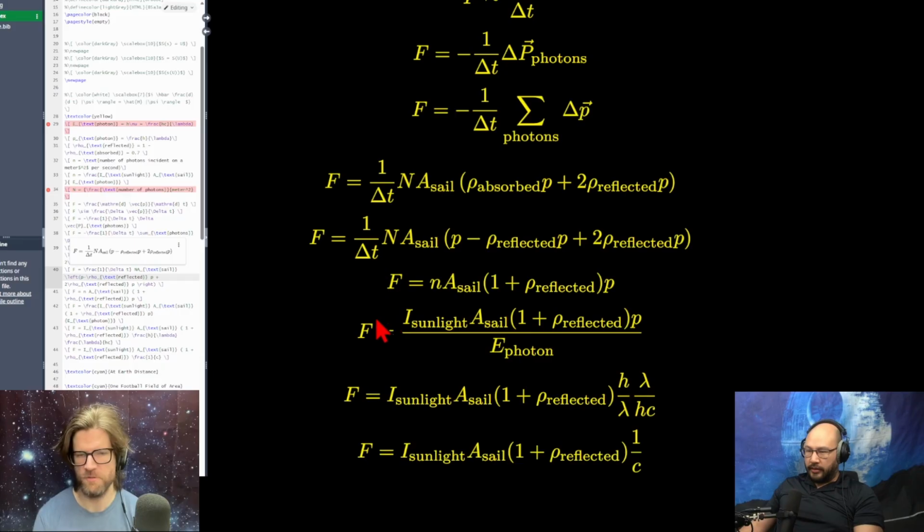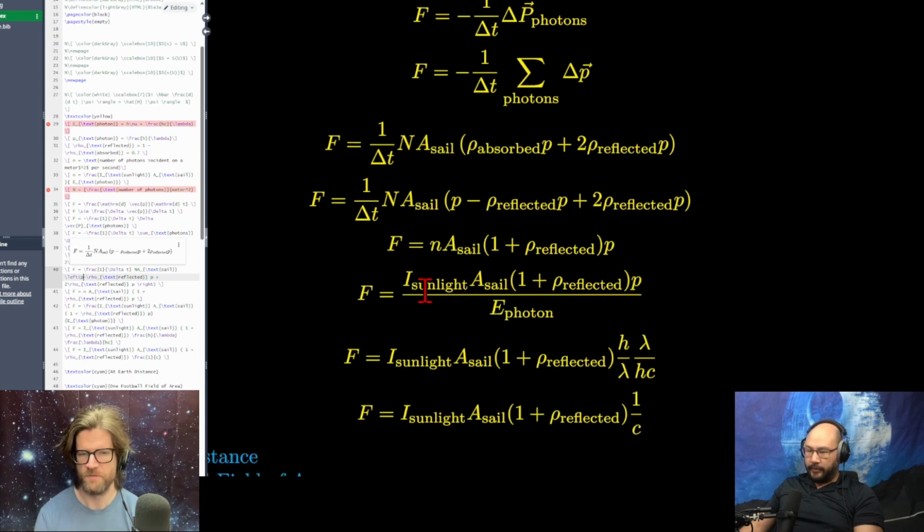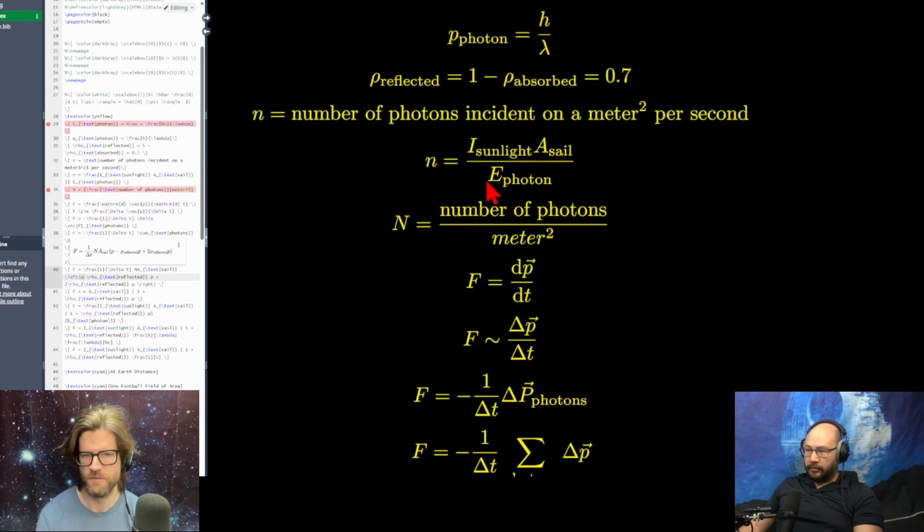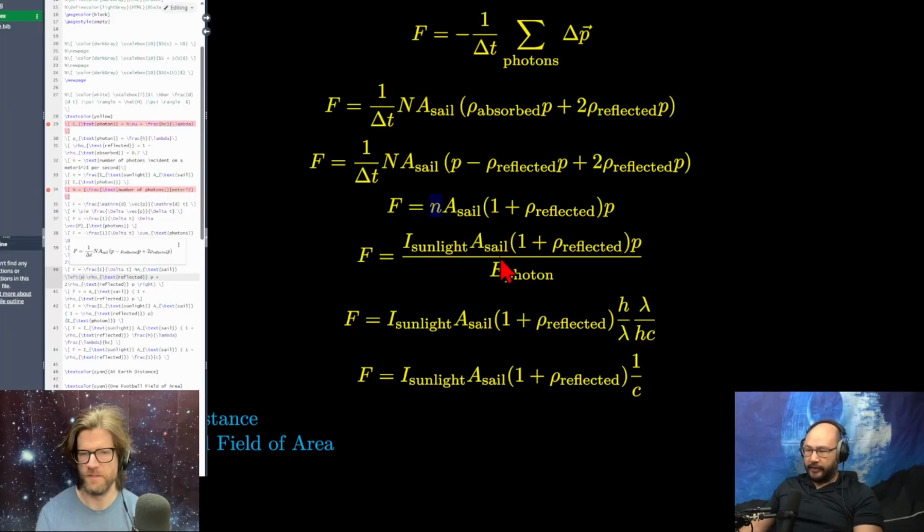So force equals the number of photons per second times the area of the sail times the momentum change. Then you do some plugging in. Little n is intensity of sunlight times area of the sail divided by the energy of the photon. So that's our photon count per time. And then multiplied by the change in momentum, which is 1 plus rho reflected times P.